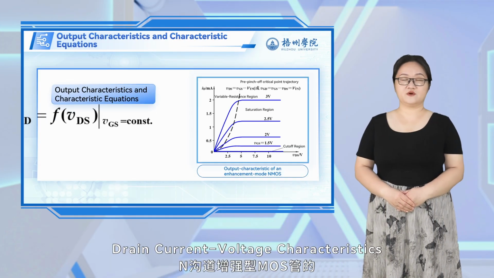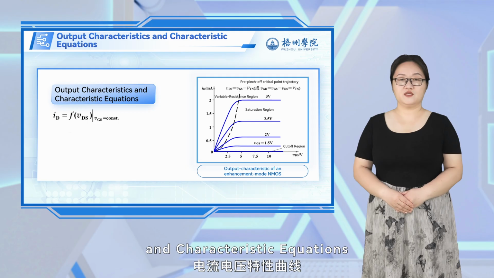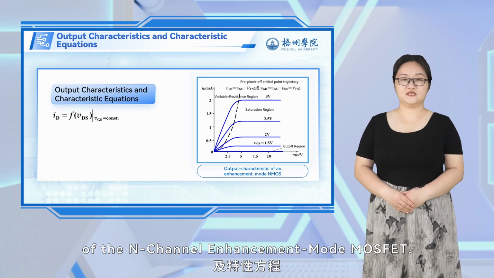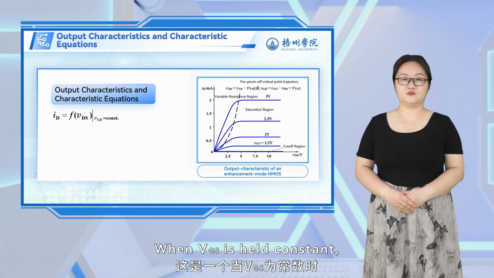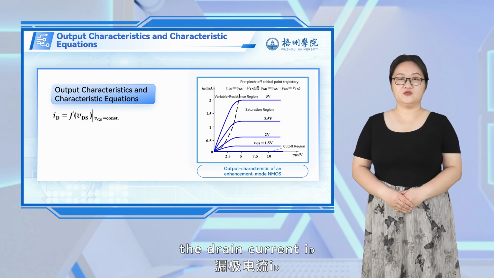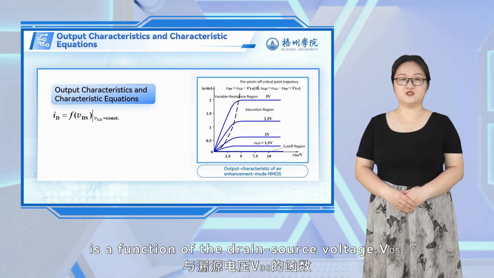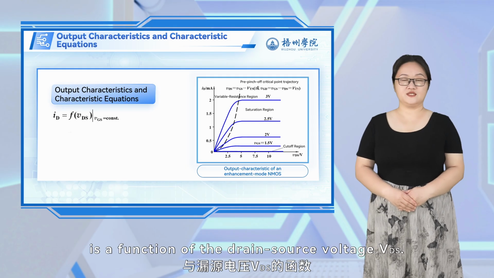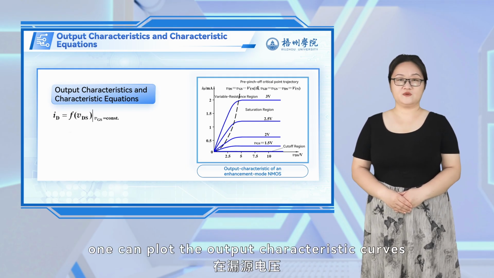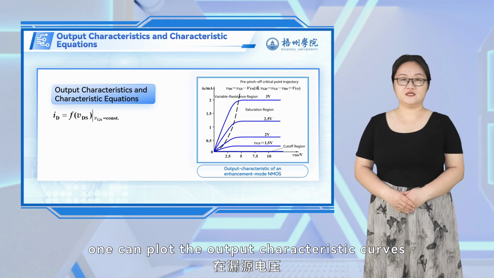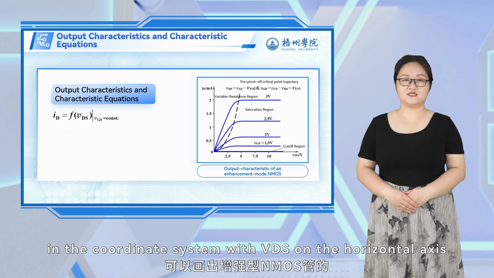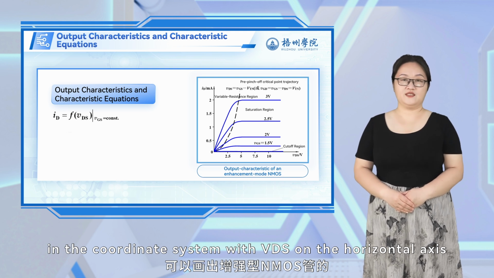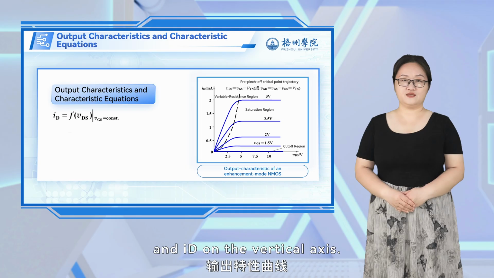Drain current, voltage characteristics, and characteristic equations of the N-channel enhancement mode MOSFET. Output characteristics and characteristic equations. When V_GS is held constant, the drain current I_D is a function of the drain source voltage V_DS. Based on this function, one can plot the output characteristic curves of the enhancement mode NMOS in the coordinate system with V_DS on the horizontal axis and I_D on the vertical axis.